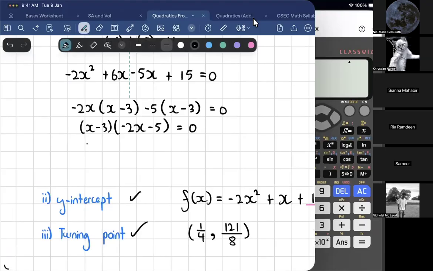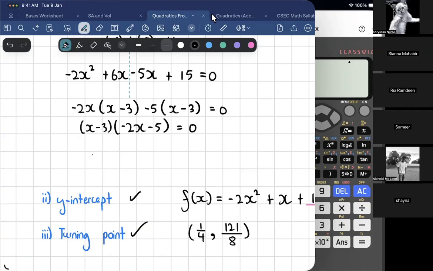All right. So from here, Sienna, what are you doing? You're going to find your roots now. So you're going to take each of the brackets and put x minus 3 is equal to 0. And then you're going to solve for the roots. So x would be 3, because 3 minus 3 is equal to 0. So you know that one of the roots is positive 3.